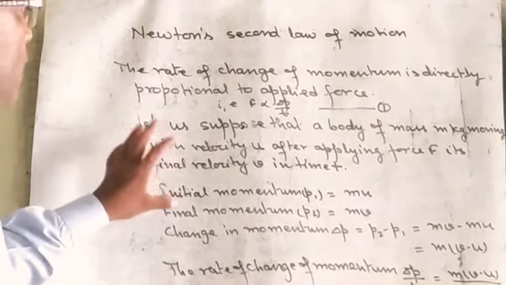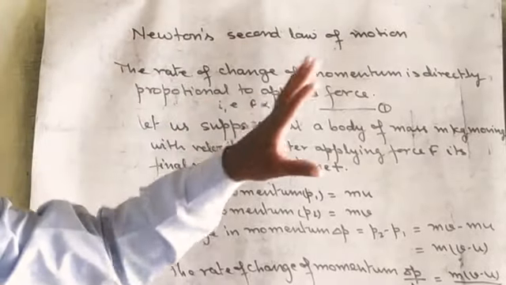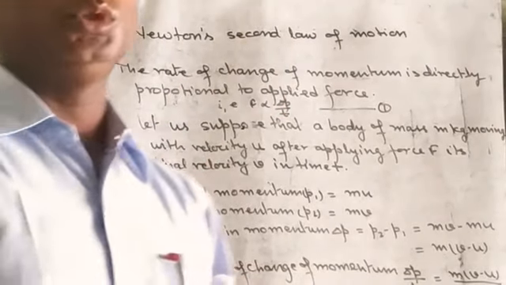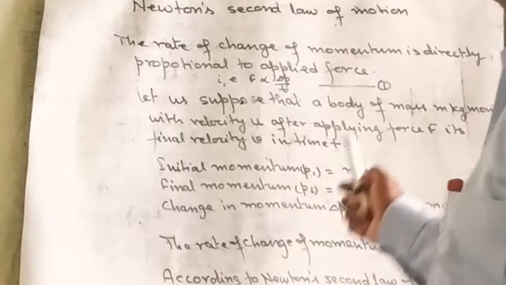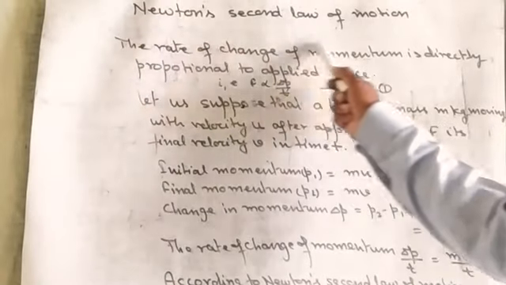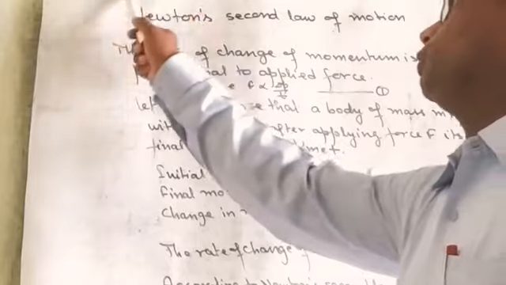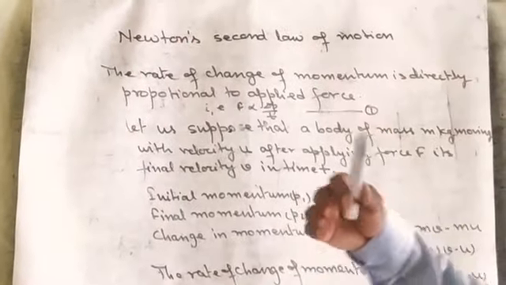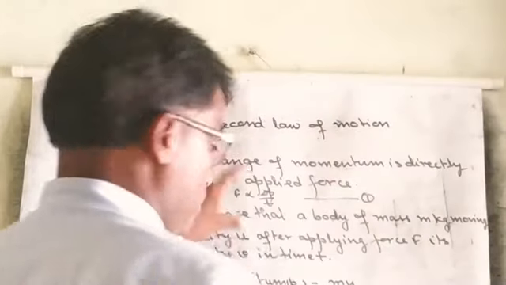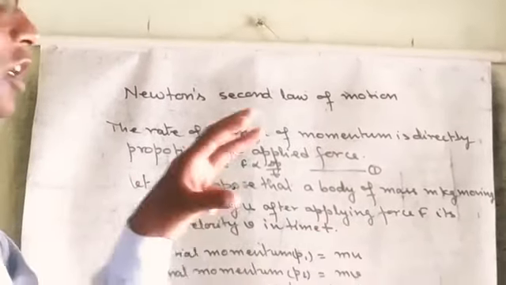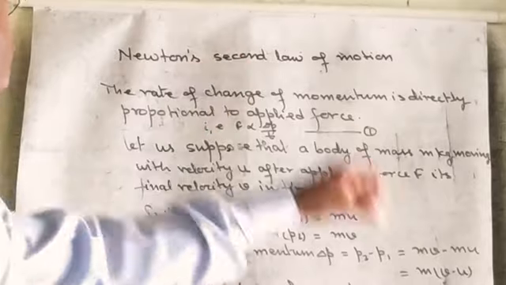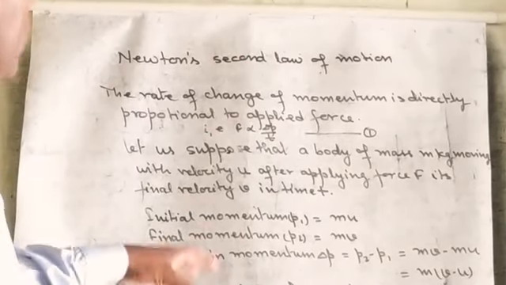After this I will derive Newton's second law of motion. Actually, Newton's first law of motion is only a descriptive definition. But Newton's second law of motion gives the quantitative value of that force. How much force we apply, and how much acceleration is produced, this numerical value of force we calculate using Newton's second law of motion. Then how do we derive the formula?